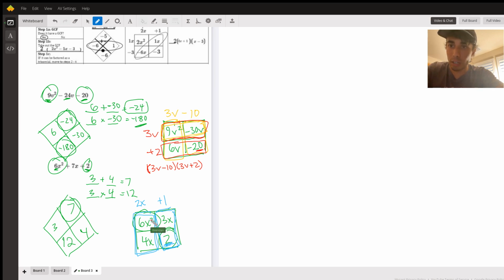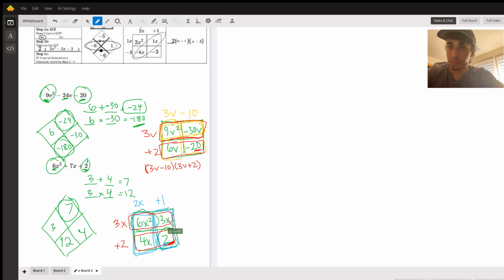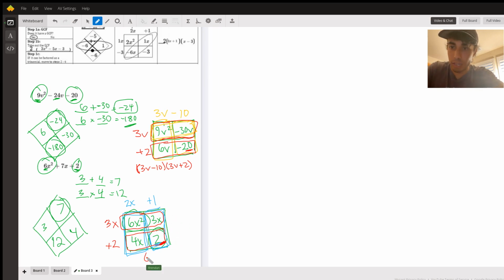Then we're going to check out our rows. So 6 and 3, we can take out a 3. X squared and x, we can take out an x. Bottom row. 4 and 2 will take out a 2. And then x, but there's no x on that 2. So that's going to just be a plus 2. All right, so that's your answer. So we got 2x plus 1 times 3x plus 2.